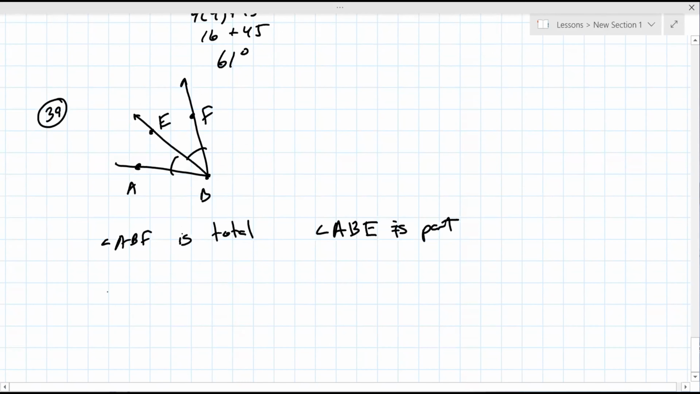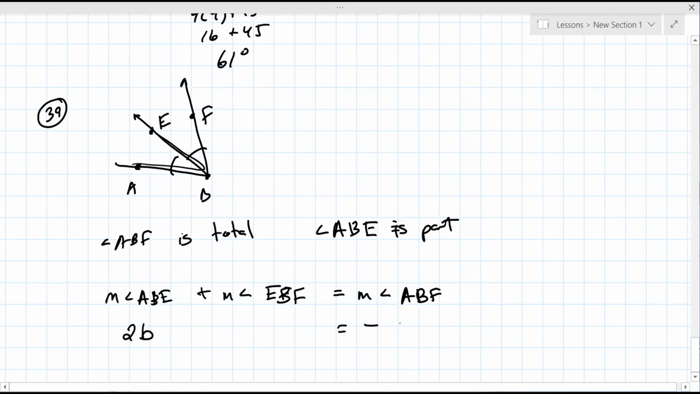So it's measure of angle ABE, that's this one, plus the measure of angle EBF equals the measure of angle ABF. So they give you ABE is 2B, and they tell you that ABF is 7B minus 24. So it often feels like you're missing something. You're not missing anything though.